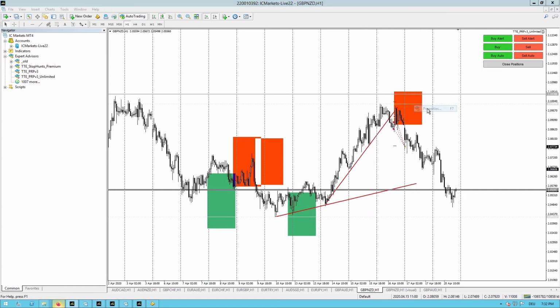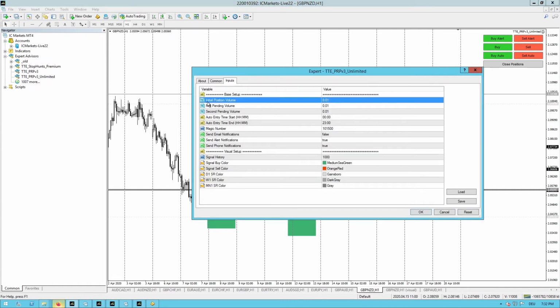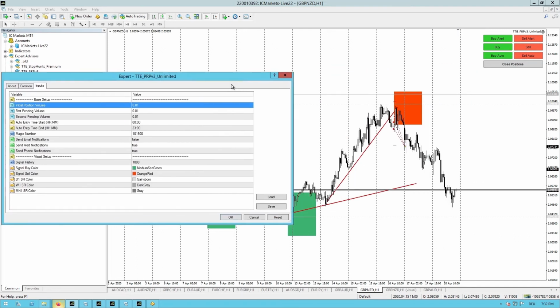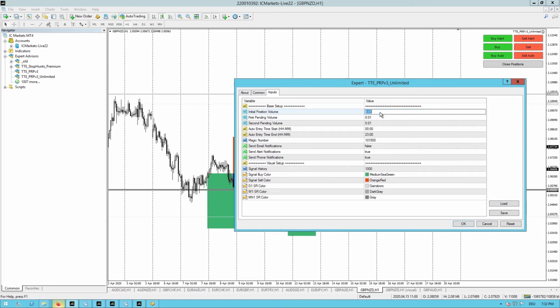So you have the initial position volume, which is still, I changed mine, especially on this trade right here, because my account is bigger, and I usually increase my lot size like this for the initial orders. But what you can do is you can leave it like that, or if you have a smaller account, you can go for this.